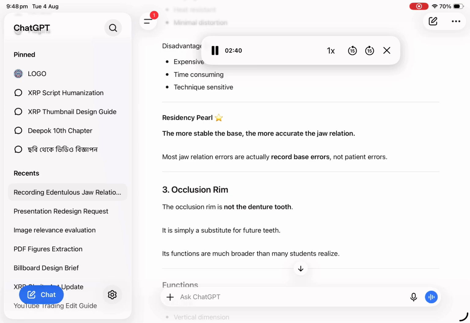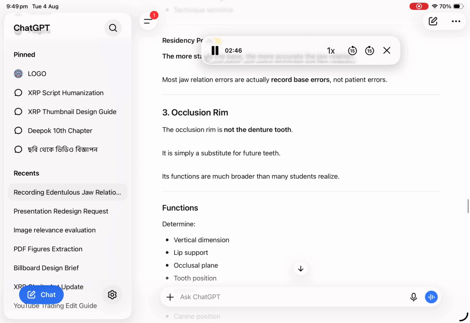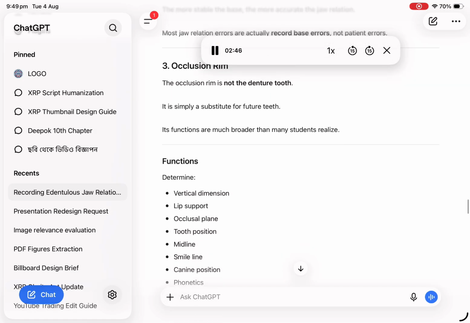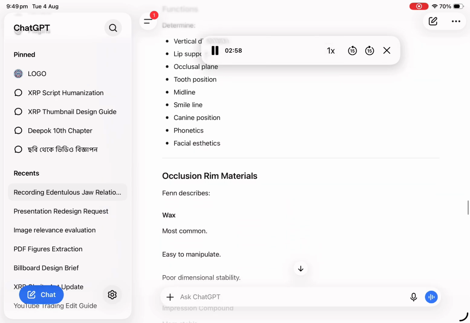Occlusion rim. The occlusion rim is not the denture tooth. It is simply a substitute for future teeth. Its functions are much broader than many students realize. Functions: determine vertical dimension, lip support, occlusal plane, tooth position, midline, smile line, canine position, phonetics, facial aesthetics.